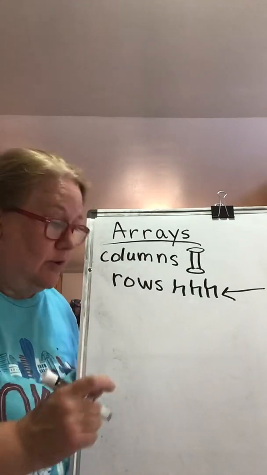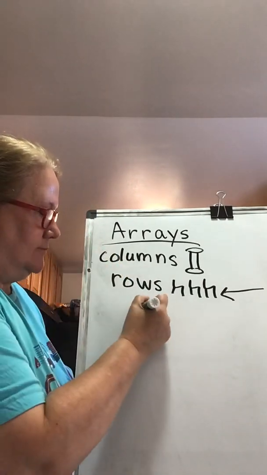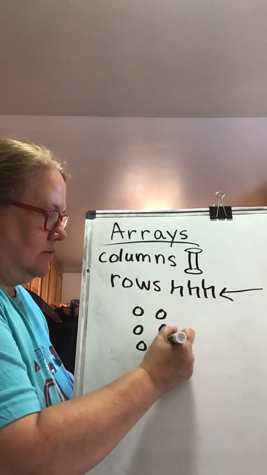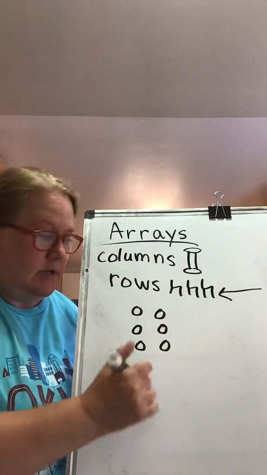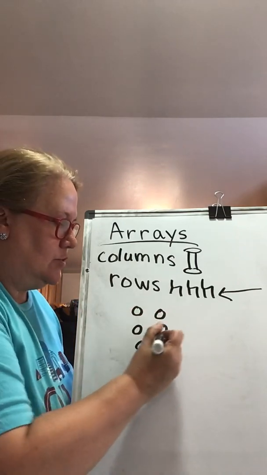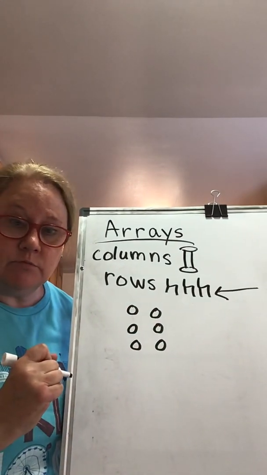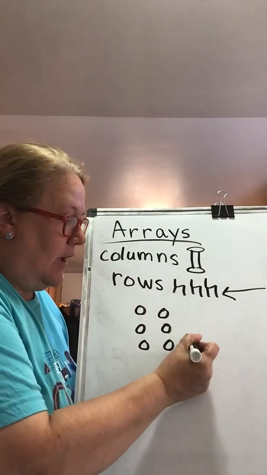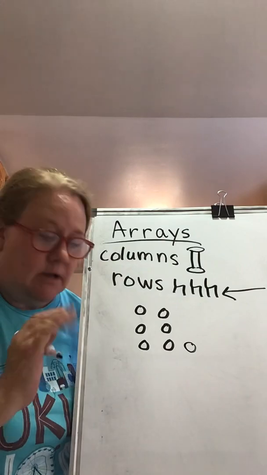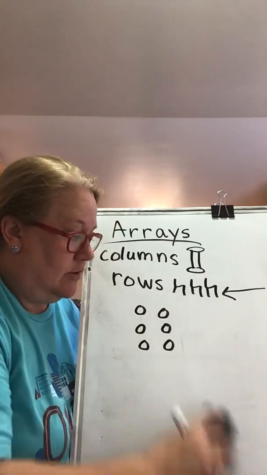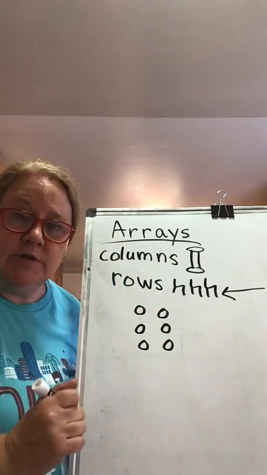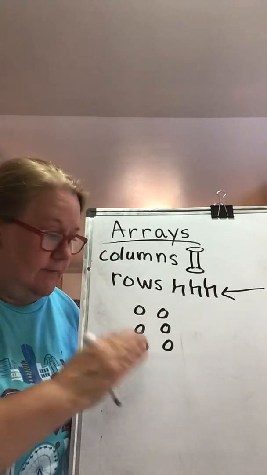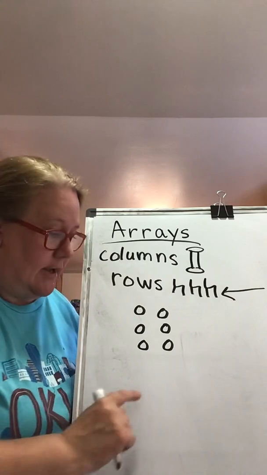So I want to make an array. I'm going to make two columns, and I'm going to make 1, 2, 3 rows. All right. Now, if you have one sticking out here, it is not an array. Every column should have the same amount. Every row should have the same amount. If it does not, it is not an array.